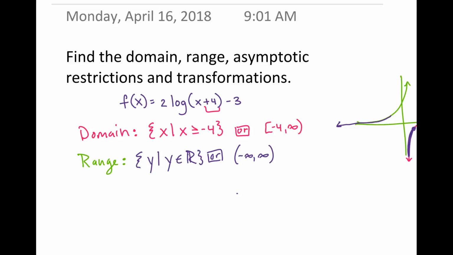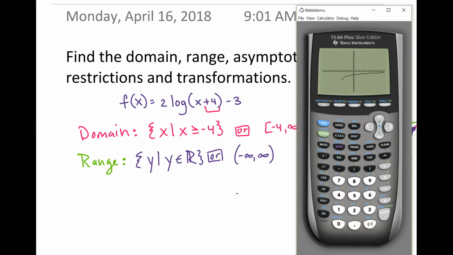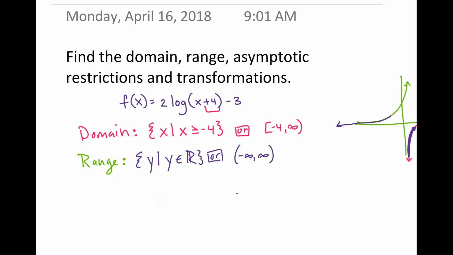Okay. And then where is my asymptote? Yes, on this graph, it did stop, but remember, it's the inverse function, so it should continue on. It gets closer and closer and closer to this negative 4 line. So this negative 4 line is actually x equals negative 4.